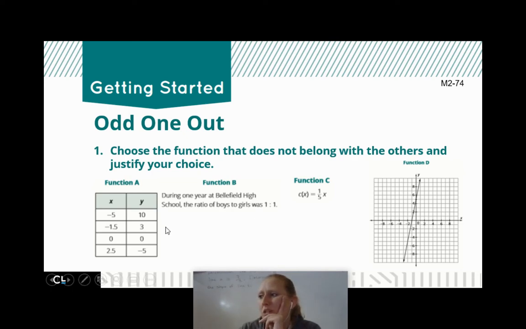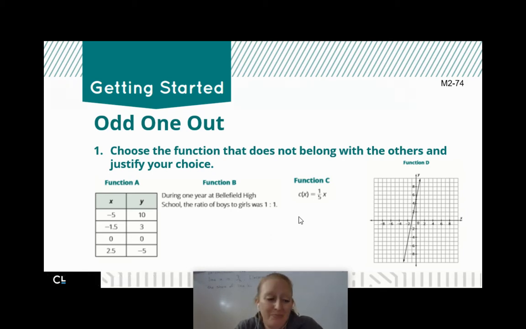So many choices here. Maybe you picked function A because it was the only one that was decreasing, right? Did you notice that the numbers on your y's were going down? Whereas at function B, if the ratio is 1 to 1, up 1 over 1, we're increasing. Even function C, up 1 over 5, it's still increasing. Function D, also increasing, up and over, up and over. Maybe you picked a different one for a different reason. I just happened to notice that function A was the only one that was decreasing. The others were all positive and increasing. Maybe you picked a different one for a different reason.